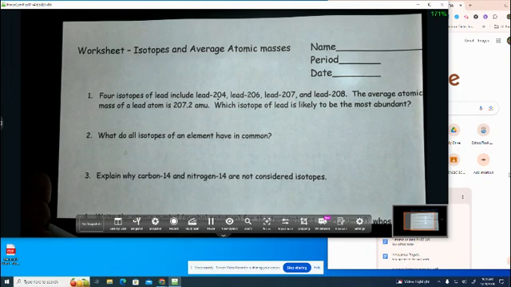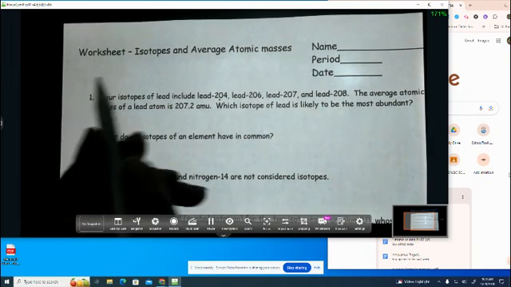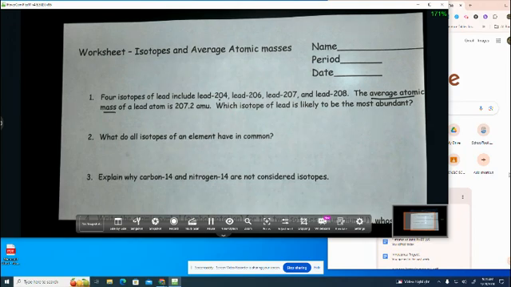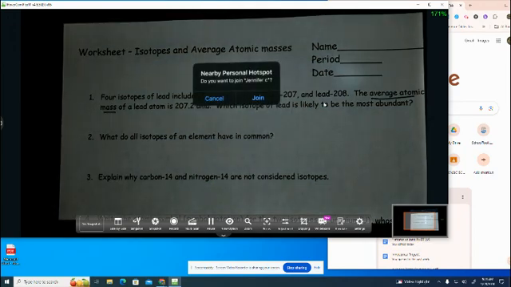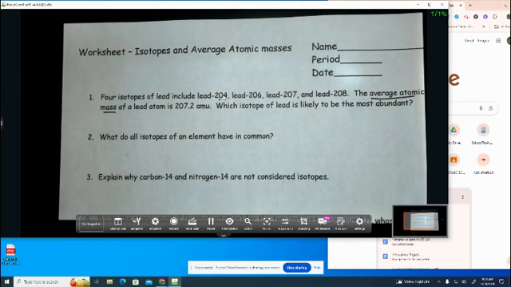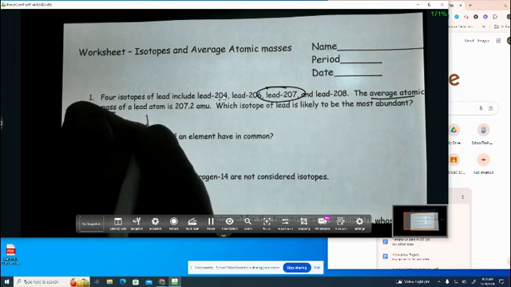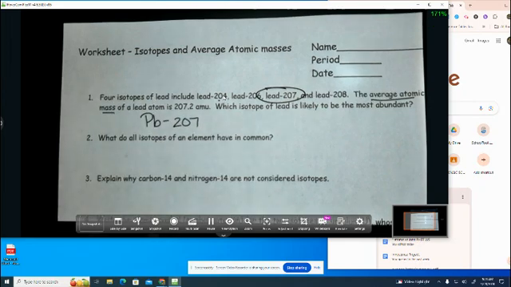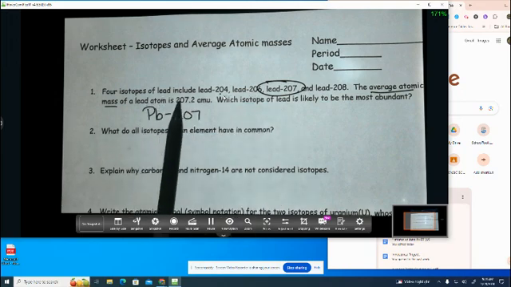Which isotope? Oh, the average atomic mass. The average is based off of the abundances of the atoms that we have. Which isotope of lead is likely to be the most abundant? Megan: Lead-207. Can you tell me why? It's a perfect answer. Because the average is closest to 207, therefore that is the most abundant isotope.